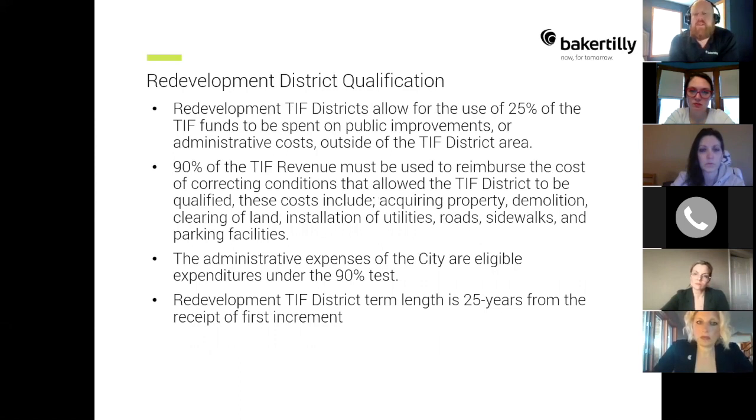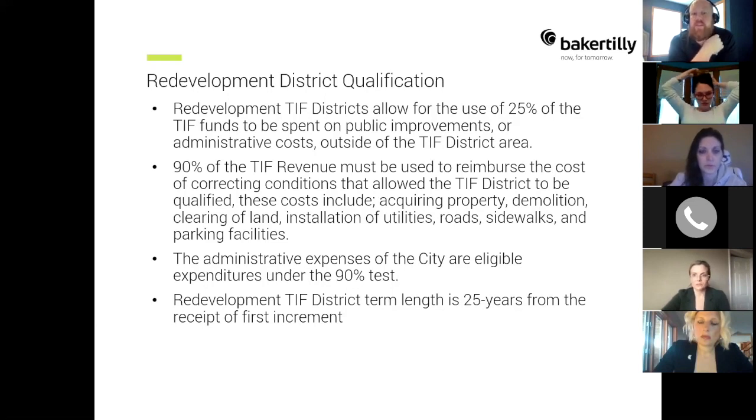Additionally, redevelopment districts allow for up to 25% of the TIF funds to be spent on public improvements outside of the TIF district area. So the TIF district area is the defined boundaries of the parcels that the development is going to occur on, and most of the expenditures have to occur within that area. But you can pool and spend a portion of the cost outside of that area, including the 10% that the city retains for administration.